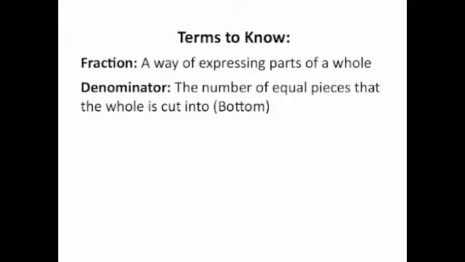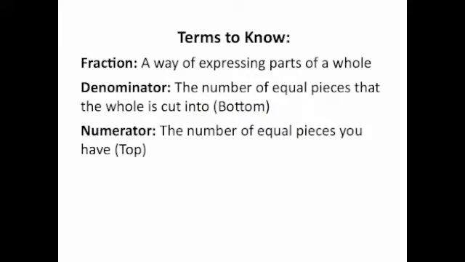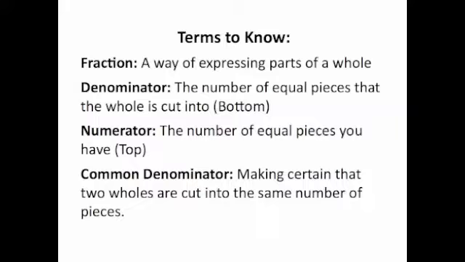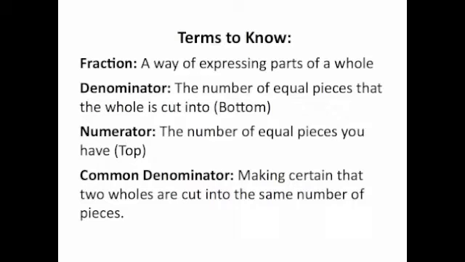Now, there are some terms you need to know from this. A fraction is a way of expressing parts of a whole. The denominator is the number of equal pieces the whole is cut into. It's the bottom number. The numerator is the number of equal pieces you have, and that's the top number. And a common denominator is making certain that 2 wholes are cut into the same number of pieces. So we're just on a flow with this. Now we know how to add fractions. Fraction, denominator, numerator, and common denominator are all things that can be represented visually.